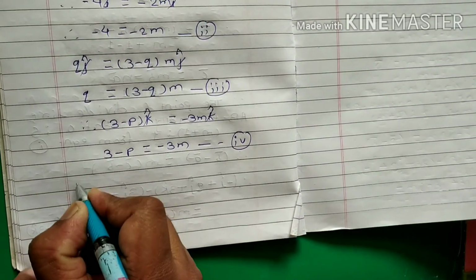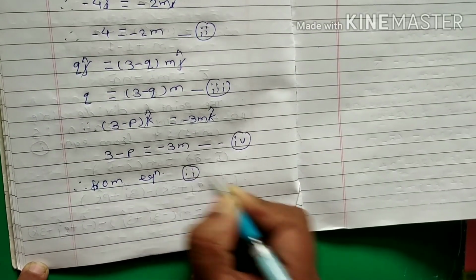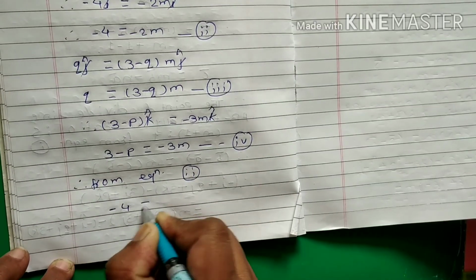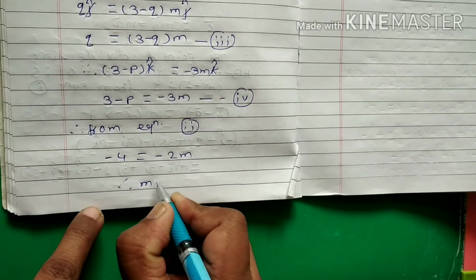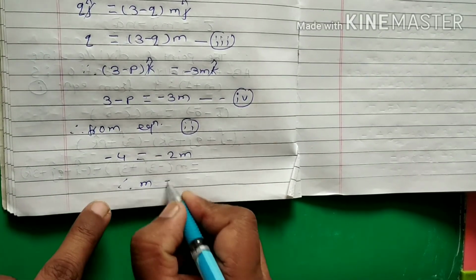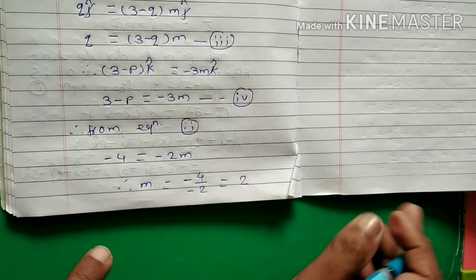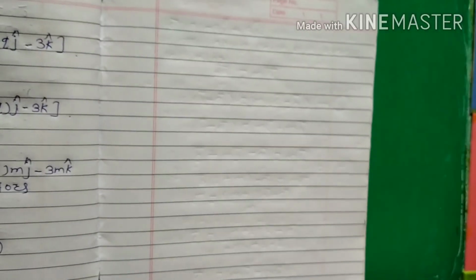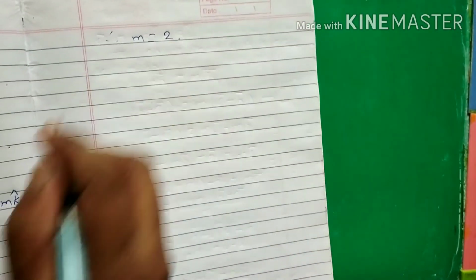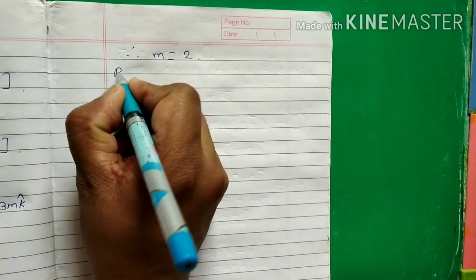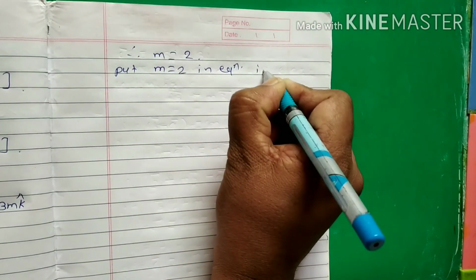From equation second we write minus 4 is equal to minus 2m. Therefore, m is equal to minus 4 divided by minus 2, we get plus 2. Then we write from equation 2 the value of m is equal to 2. Put m is equal to 2 in equation number third.